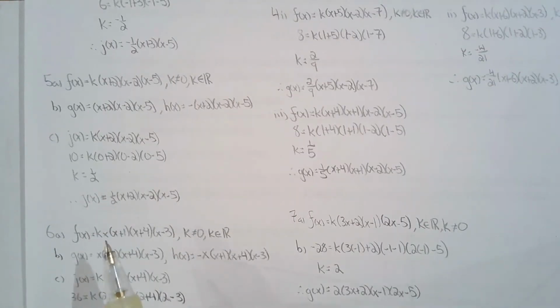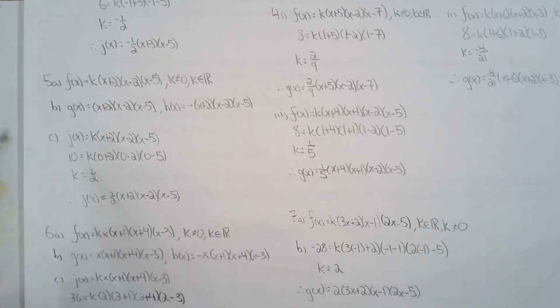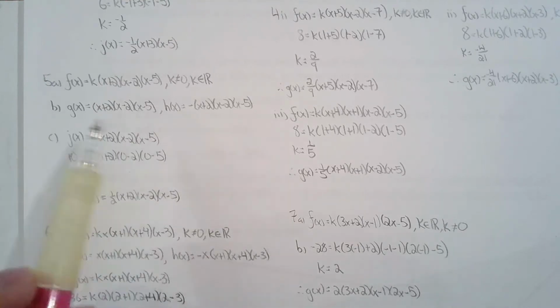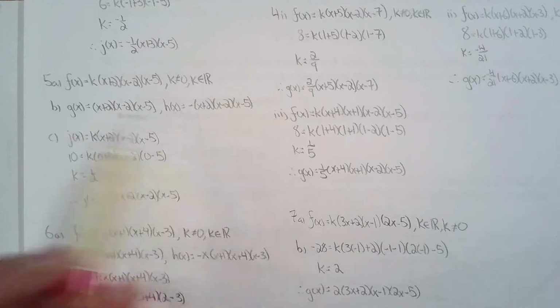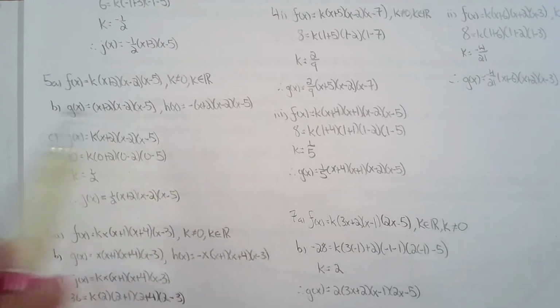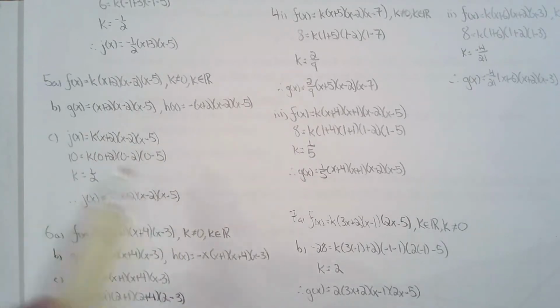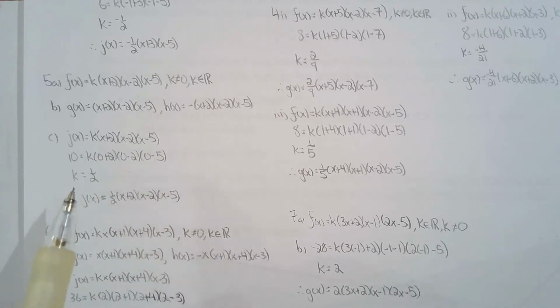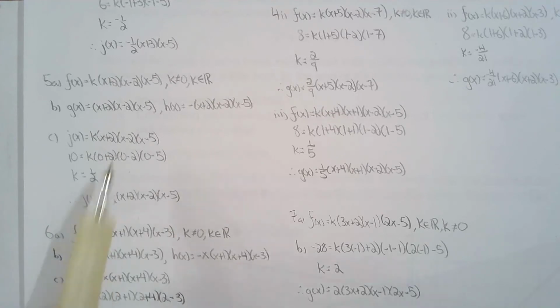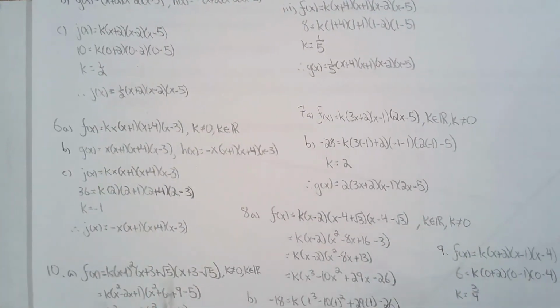Question 5, you generate the equation for the family. You generate two possible members. So my answers can be very different from your answers, but I tried to keep it very straightforward. And then you solve for a particular member of the family that passes through the point, has a y-intercept of 10. So 5 and 6 are very much the same, except 6 is a quartic. It's a family of quartics instead of a family of cubics. But the math is pretty much the same.